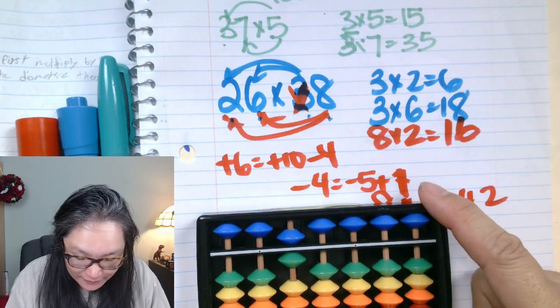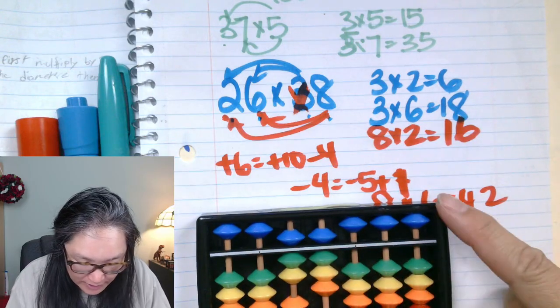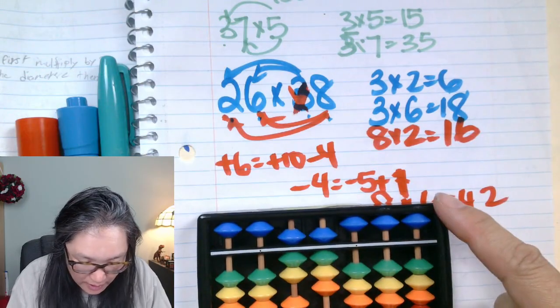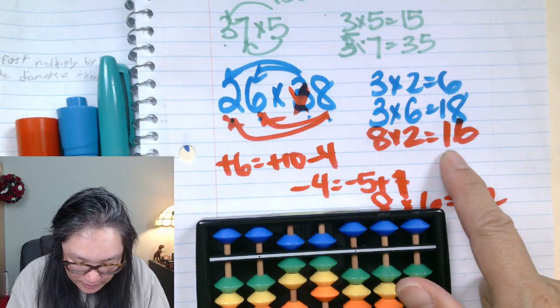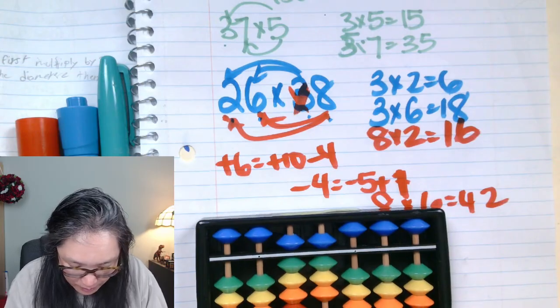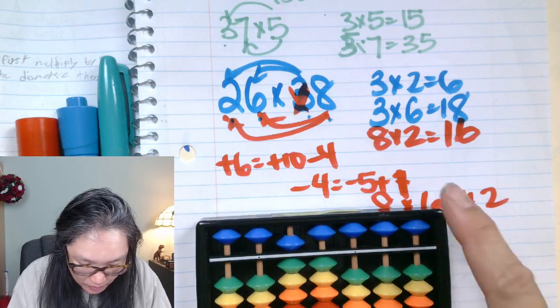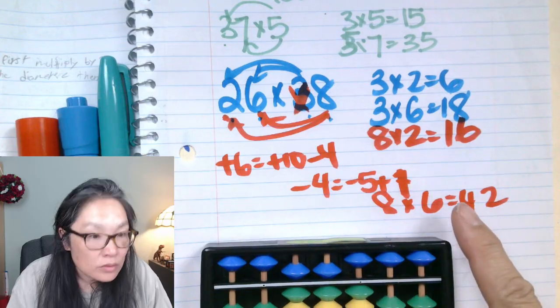Oh, okay. So after we do 6 and then we do 18, and then after that we do 16. Add the 1, add the 6. Plus the 6 is plus the 10 minus the 4. Minus the 4, and then, what are you doing? 42. Add the 4, add the 2.